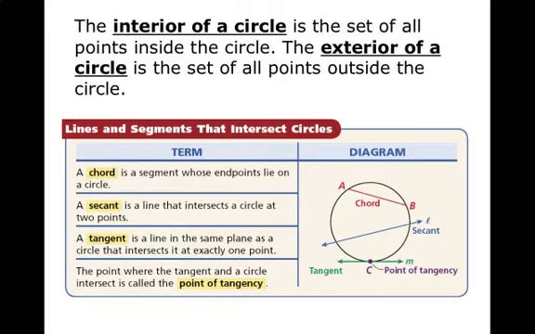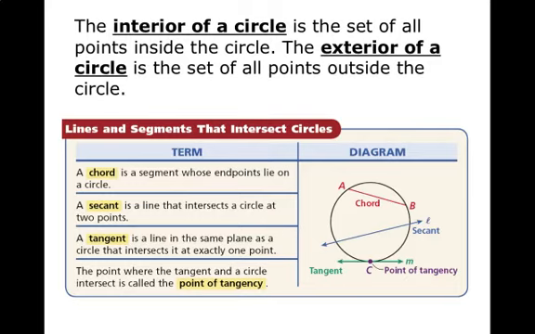Some lines and segments that intersect the circle, these will be new to you. You have a chord. Notice in the diagram the chord is red. It's a segment, so it has two endpoints that lie on the circle. You have a secant, which is a line that intersects the circle at 2 points.